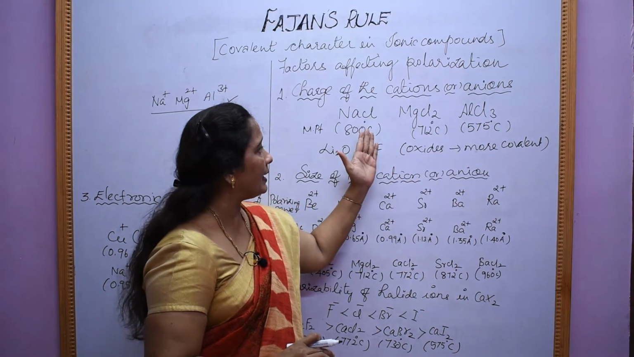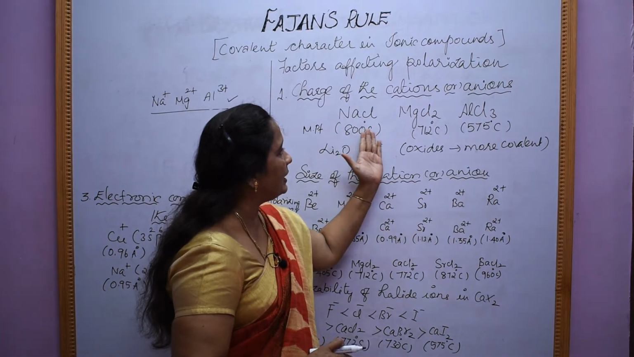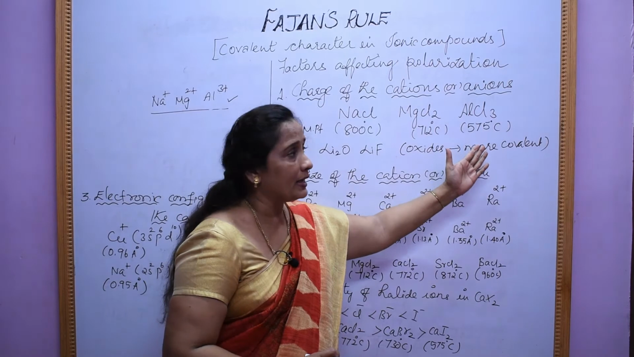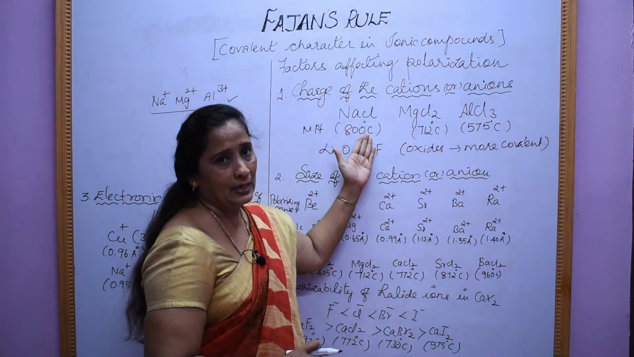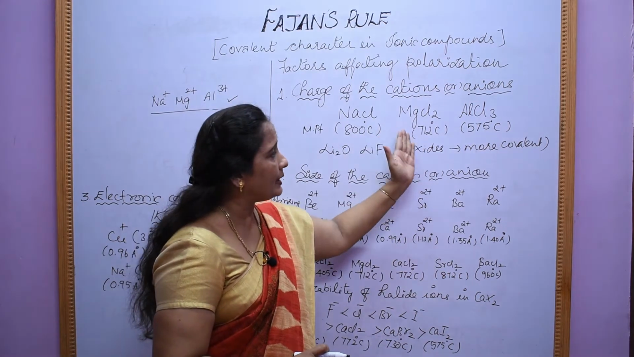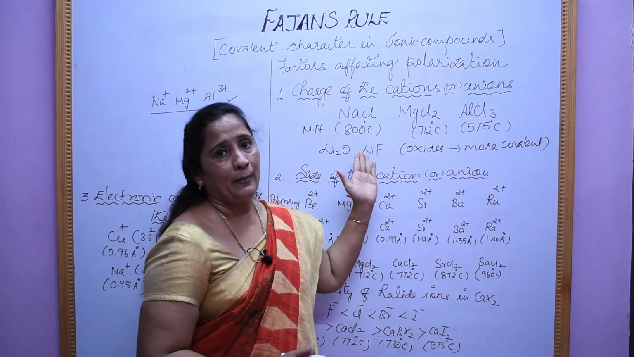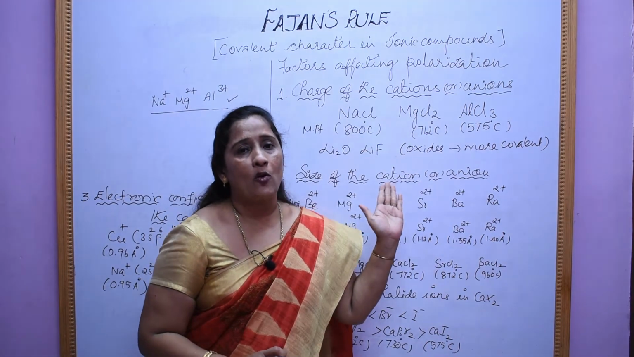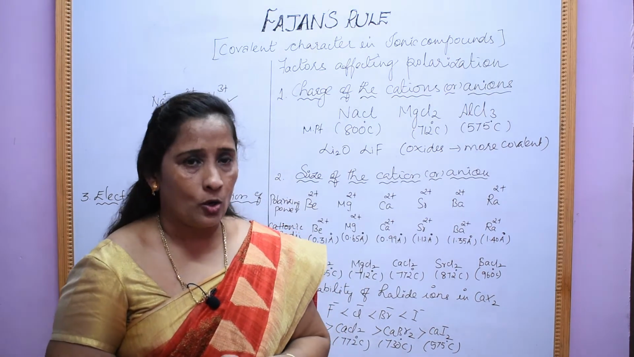Therefore, the covalent character increases when we go from NaCl to AlCl3, or we can say that AlCl3 is more covalent when compared to NaCl. And this covalent character of these chlorides can be evident from their melting points. We know that ionic compounds have a high melting point and covalent compounds have a low melting point.